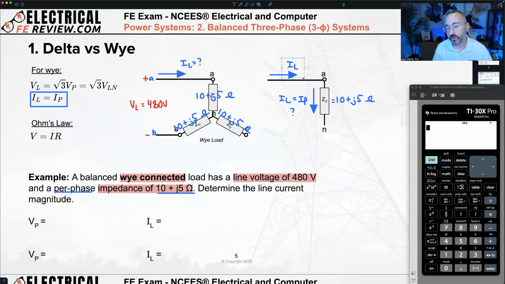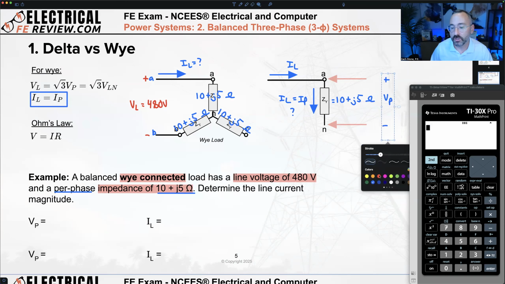So we're solving for the line current. Line current's equal to the phase current. I know the impedance from A to neutral. If I want to solve for the current from A to neutral, that means I need to use the what? That means I need to use the voltage from A to neutral. I've got to use the phase voltage of my Y connection, not the line voltage. Does that make sense? I've got to use the phase voltage.